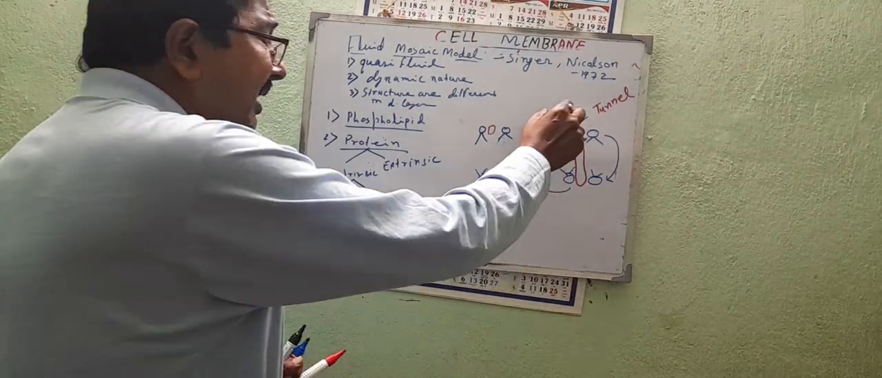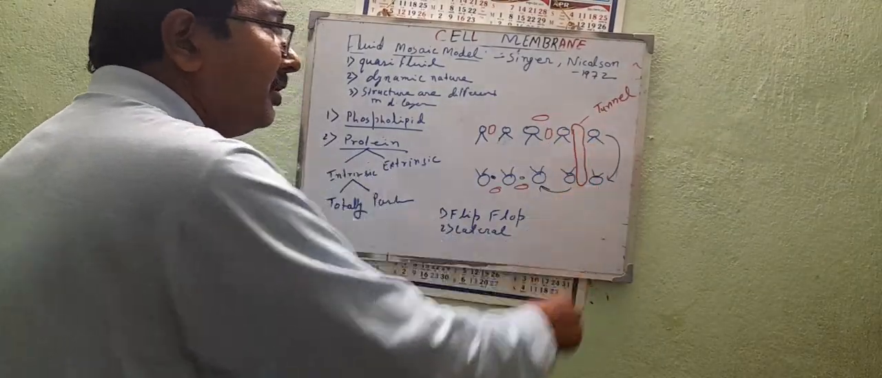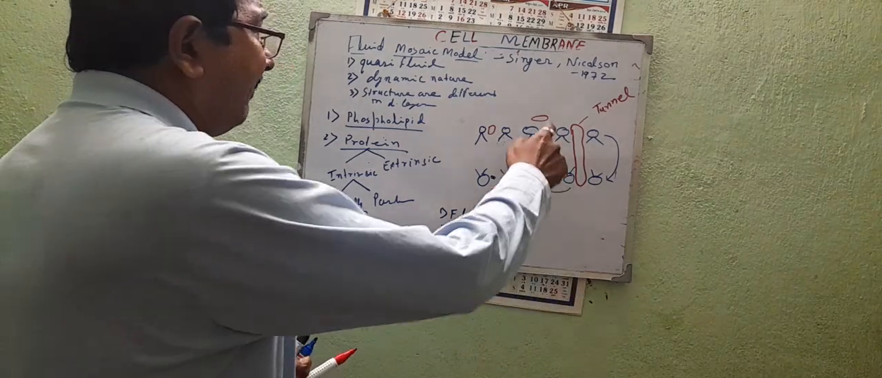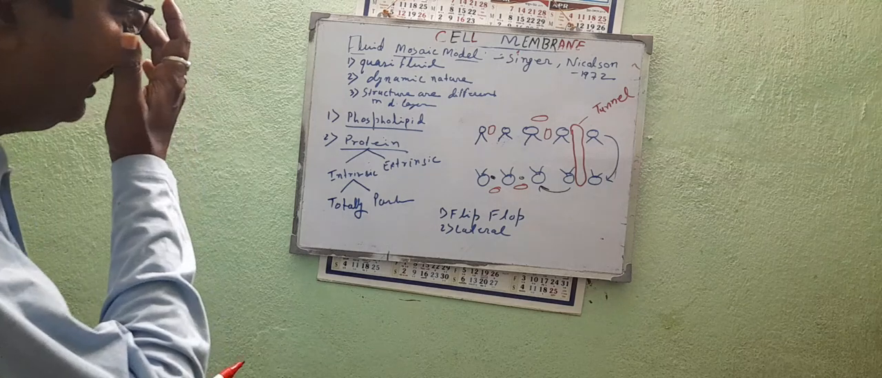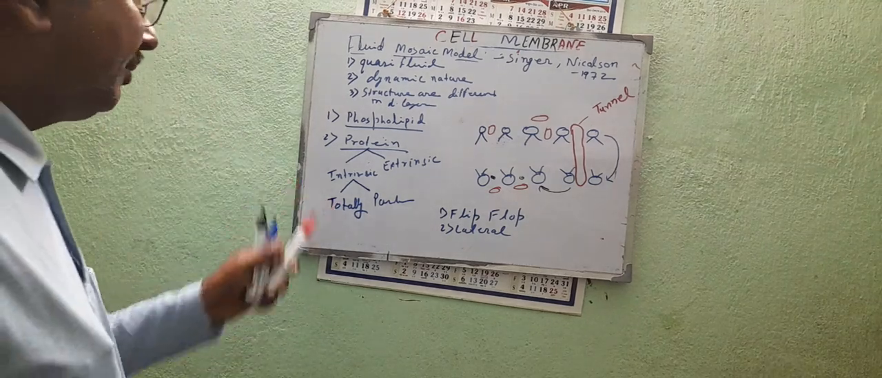So through the tunnel protein, water and water soluble substances can easily pass through here. And the function of extrinsic protein is some enzymatic action. That's about the protein.